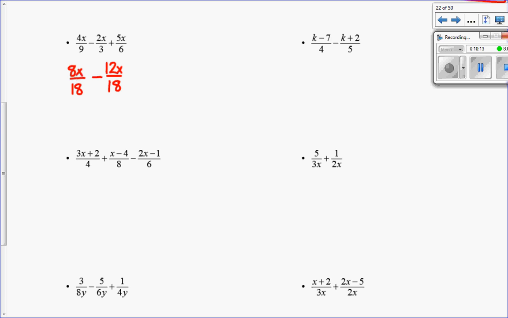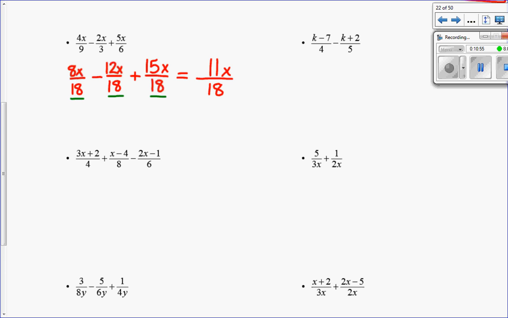Same thing with this last denominator of 6. In order to make it a denominator of 18, I multiply by 3. So I'm going to multiply the numerator by 3. 5 times 3 is 15x. Okay, now that I have common denominators in all 3 of these rational expressions, I can just add and subtract the numerators and put them all over the common denominator of 18. So I've got 8x minus 12x, that's negative 4x, plus 15x is going to be 11x in the numerator.